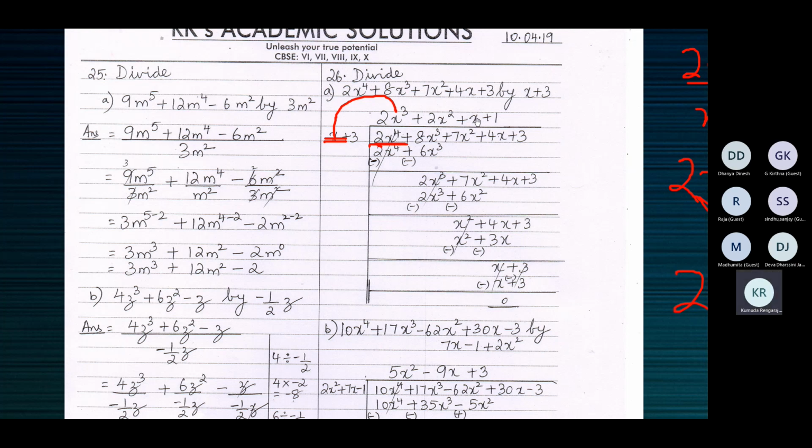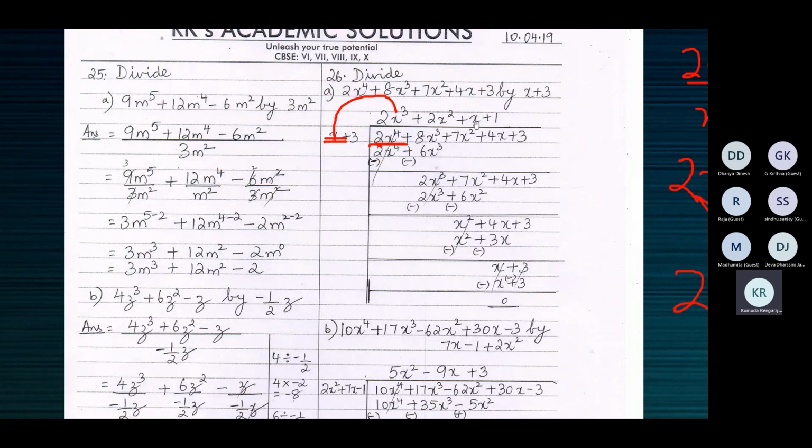Again, to find the next term in the quotient, divide the first term of the new dividend by the first term of the divisor. So it will be x squared by x. x squared by x is x. So that's what you see here. That's the third term in the quotient, x.